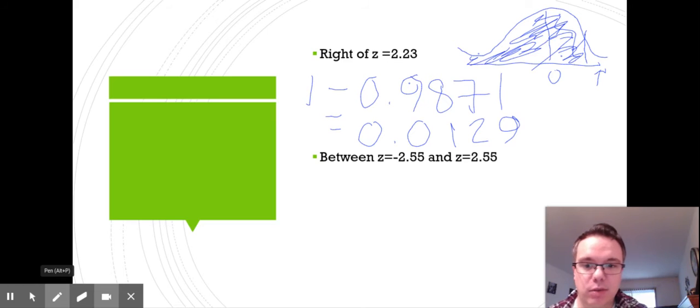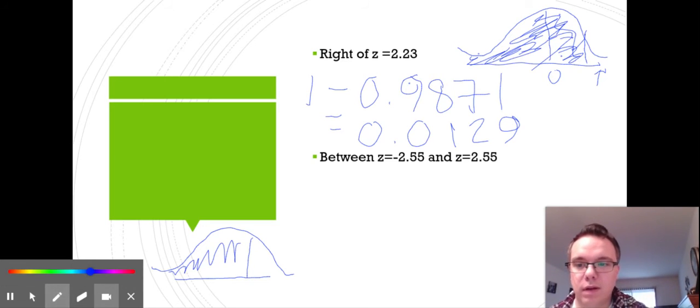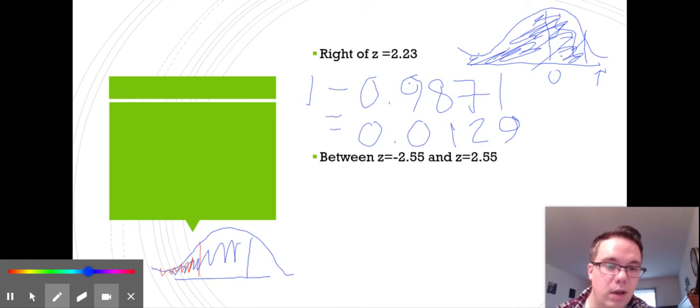Now, if we wanted to find something that's between, I'm again going to draw a table so you can see what we're doing. If we have a z-score and it gives us this area, and then we have a z-score and it gives us this area, the area in between is going to be the area of the bigger one minus the area of the smaller one. So what we're going to do is find the probability for the bigger one using our z-table, and then find the probability of the smaller one using our z-table, and subtract it.